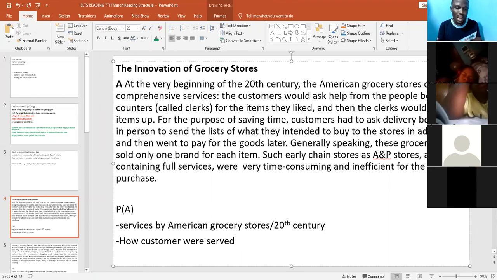You can use another language, but that is the whole thing: the customer would ask for help from people behind the counter for the item they like, and then the clerk will wrap it up. If I get the main thing that happened, I don't need to memorize those things. For the purpose of saving time, what do customers do if they want to save time?